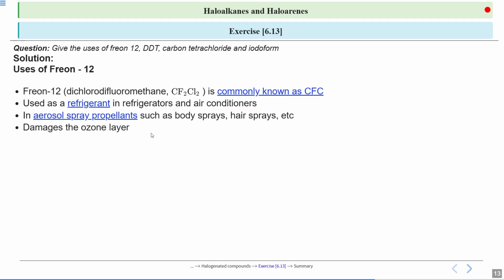It damages the ozone layer. This is the impact of the use of freons on the environment, that it damages the ozone layer, leading to the depletion of the ozone layer.